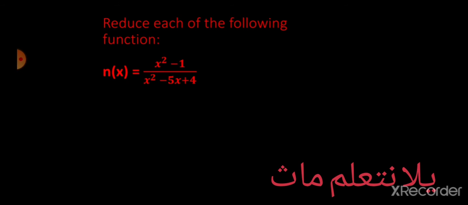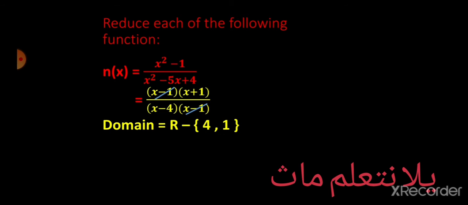Remember with me, step 1, factorize. Up we have a difference between two squares, so it factorizes to x minus 1 and x plus 1. Down we have a trinomial algebraic expression, so it will be x minus 4 and x minus 1. After that we find the domain. The domain here, from the denominator, will be R except 4 and 1.